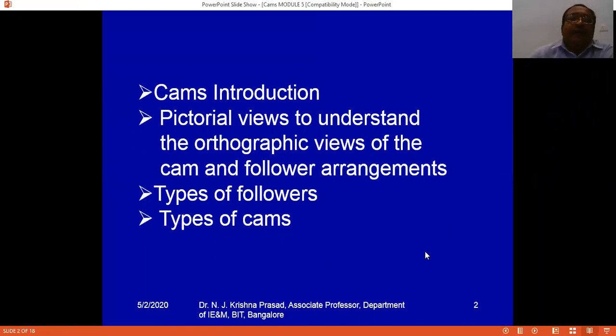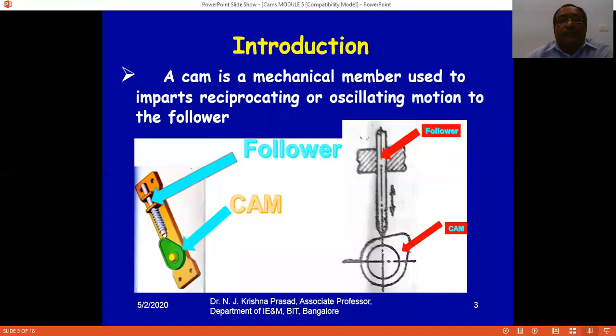Today, I am going to explain regarding the CAMs. In that, I gave the introduction, then pictorial views to understand the orthographic views of the CAM and follower arrangements, types of followers, and types of CAMs. A CAM is a mechanical member used to impart a reciprocating motion or oscillating motion to the follower.